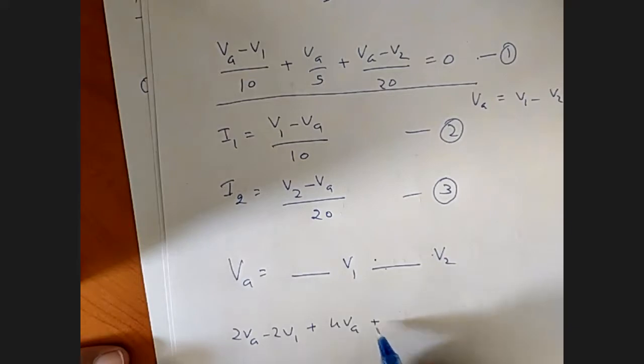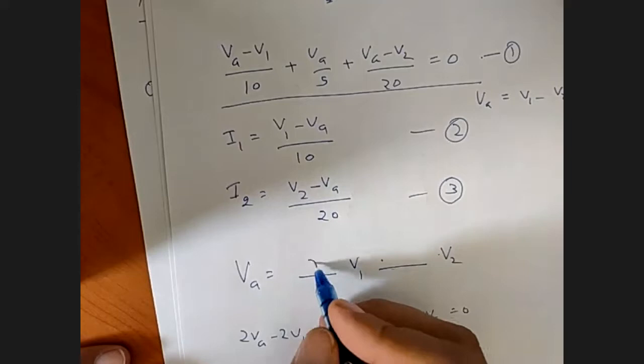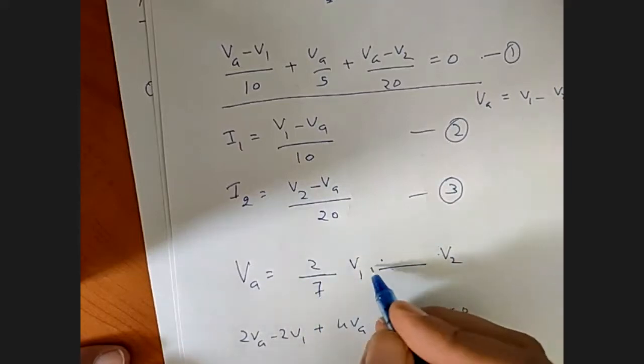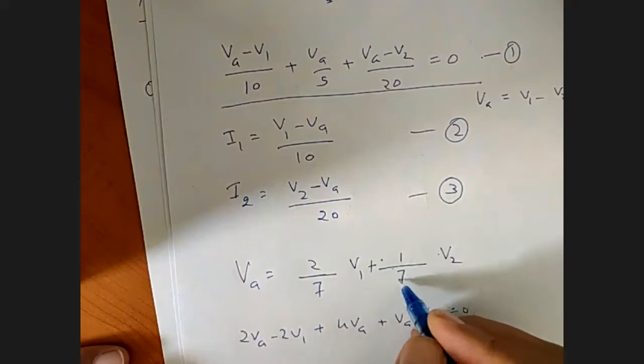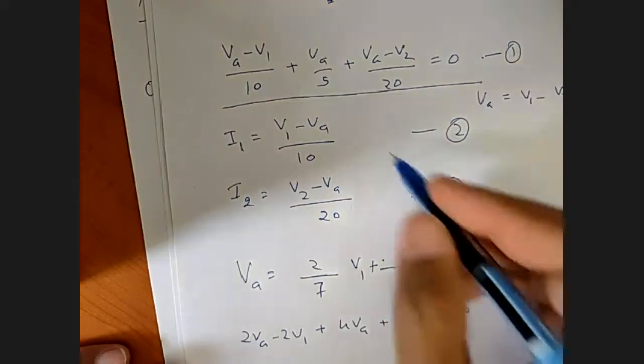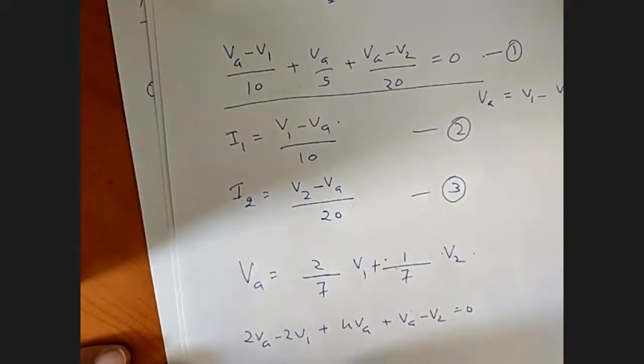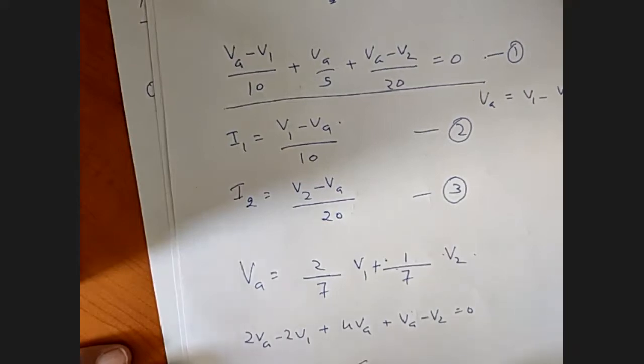Sir, VA equal to 2 by 7 V1 plus 1 by 7 V2. Put it here. Yes, sir. So it will give I1 equal to V1 by 10 minus 1 by 10 times 2 by 7 V1 plus 1 by 7 V2.